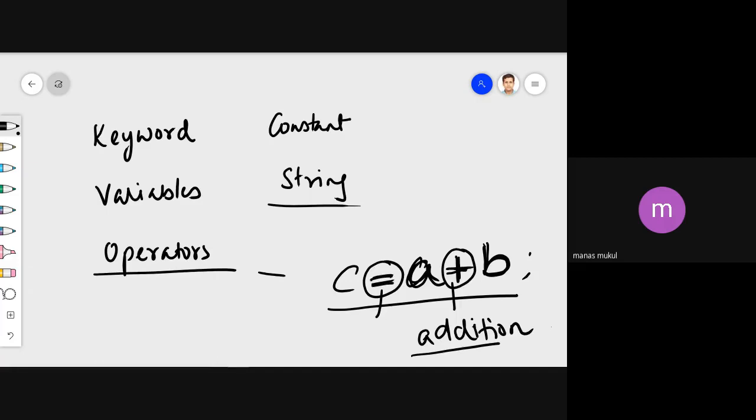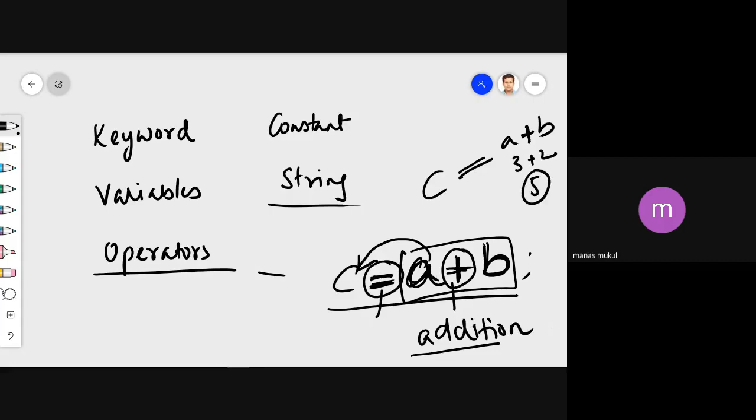What is the functionality of equal to? The functionality of equal to is to take the result of a and b and put it inside c. Like when you take c is equal to a plus b, this is an operator which performs, say, 3 plus 2. So the result is 5. Who calculates 5? This plus symbol calculates 5. What does this equal to do? If you look at this equal to, it's like a pipe. So this value 5 actually flows through this pipe into c. All right. So equal to is also an operator, plus is also an operator.